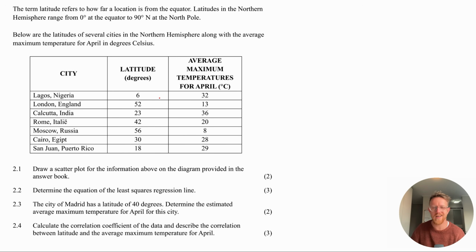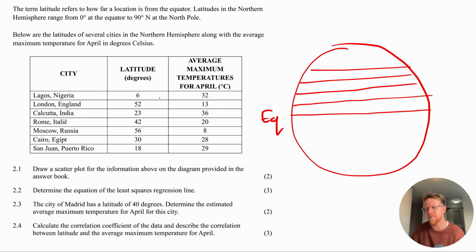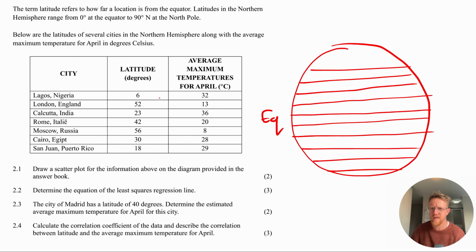What they're pretty much saying, guys, this isn't geography, but you know that we've got planet Earth, and right in the middle we've got the equator, and then we've got these lines of latitude that go like this. Boom, boom, boom. Let's say this is our equator. If you go 6 degrees north, then you're going to reach Nigeria, maybe over here somewhere. That's where Nigeria will be. And if you go quite far, like 52 degrees up here, then you're going to get to London.